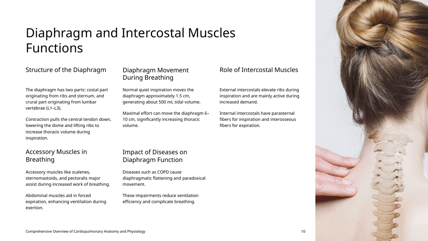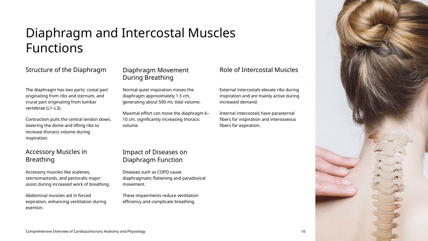Moving on to accessory muscles, these become especially important during increased work of breathing. Muscles like the scalenes, sternomastoids, and pectoralis major kick in to assist with ventilation when more effort is needed. Additionally, the abdominal muscles play a vital role during forced expiration. They help push air out more effectively, especially during exertion or respiratory distress.